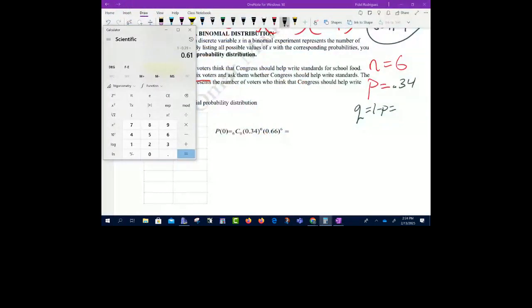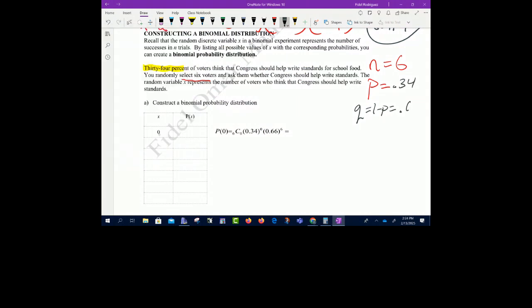Okay, now the percent or the probability that people want Congress to help us write some food standards for school food was what percent? 34. So y'all, 34%. As a decimal, everybody agree? 0.34? Okay, let's find our value of Q. Remember, y'all, Q is just 1 minus P, right? So if I say, what's 1 minus 0.34, 0.66, okay?